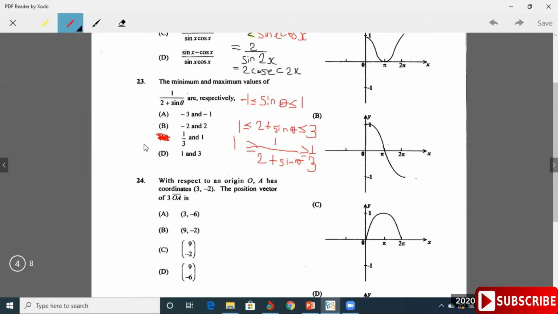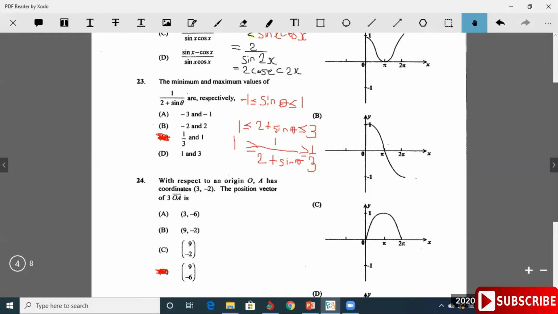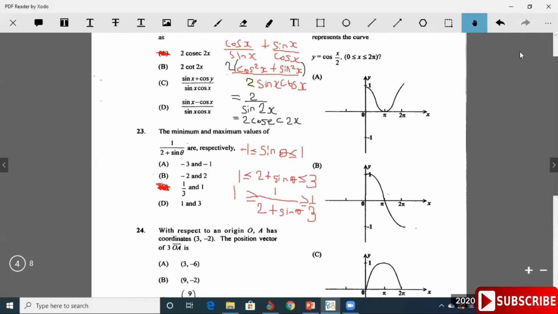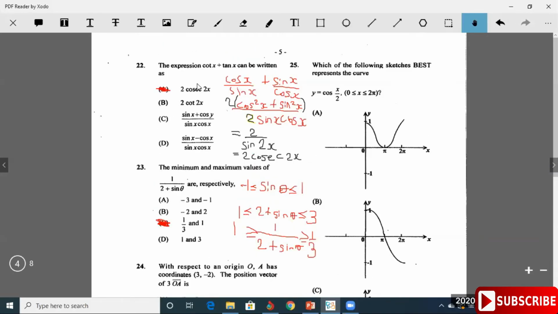What is the position vector of 3 times OA, where A has coordinates 3, negative 2? So we just multiply our coordinates OA by 3, and so we'll get 9, -6. So that's nothing challenging at all with that one. That's option D.